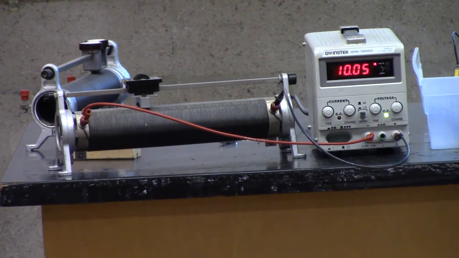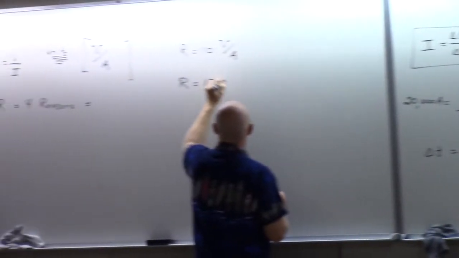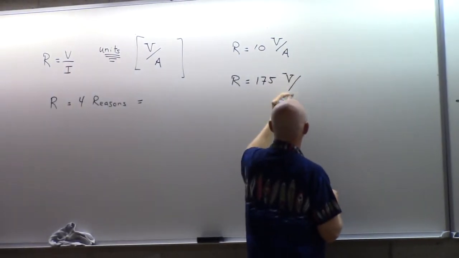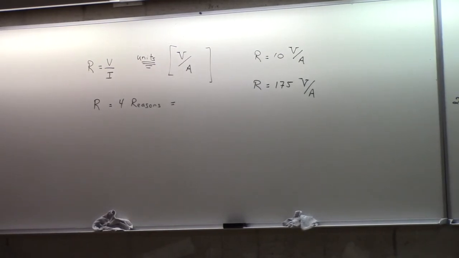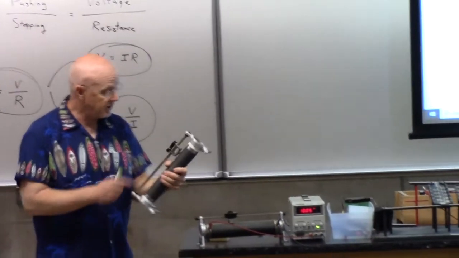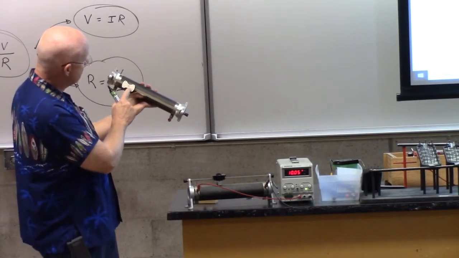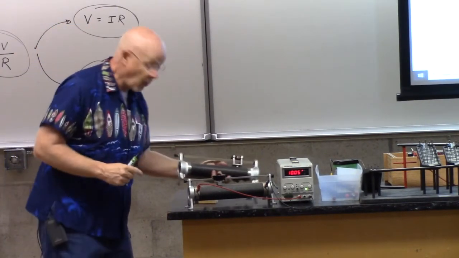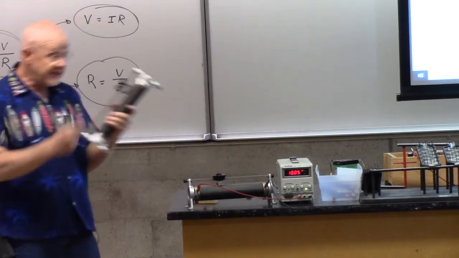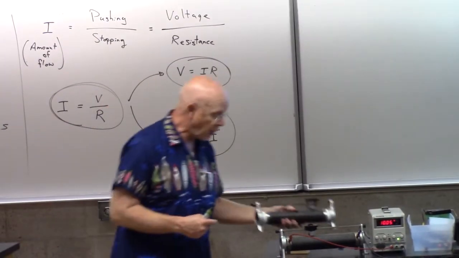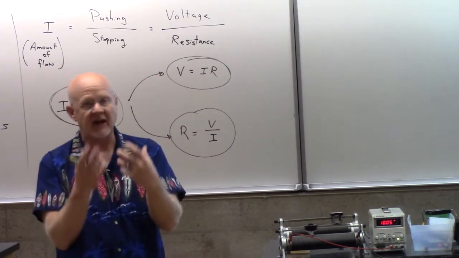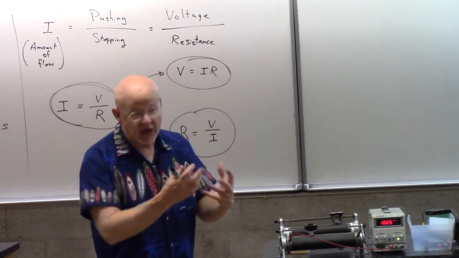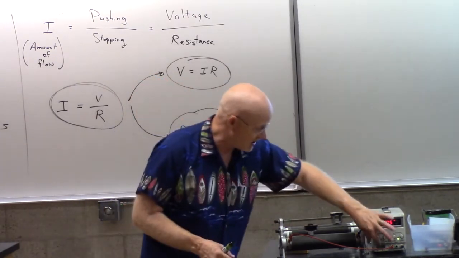And you can see then if I had a different resistor that has 175 for its resistance, which I won't bother to hook up, but that would be this one. This one, if I read across the top, says, hey, this has a resistance of 175. And what that means is for you to get 1 amp to go through here, you've got to hook it up to a bigger push. You've got to hook it up to 175 volts. And so it's just a measurement of how much it is resisting.